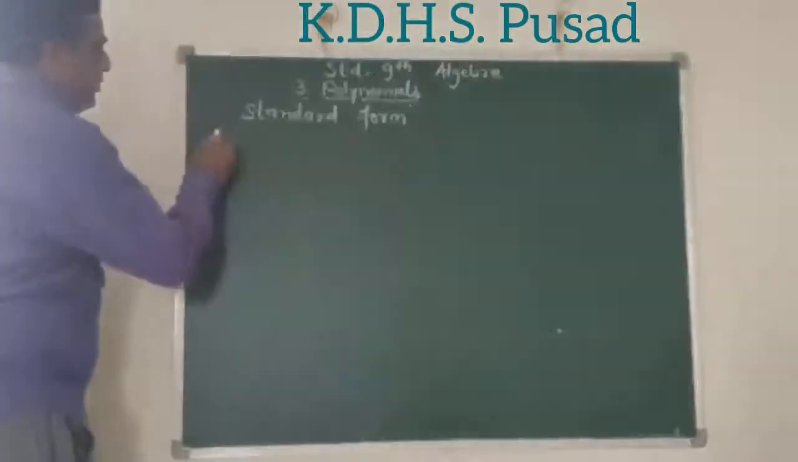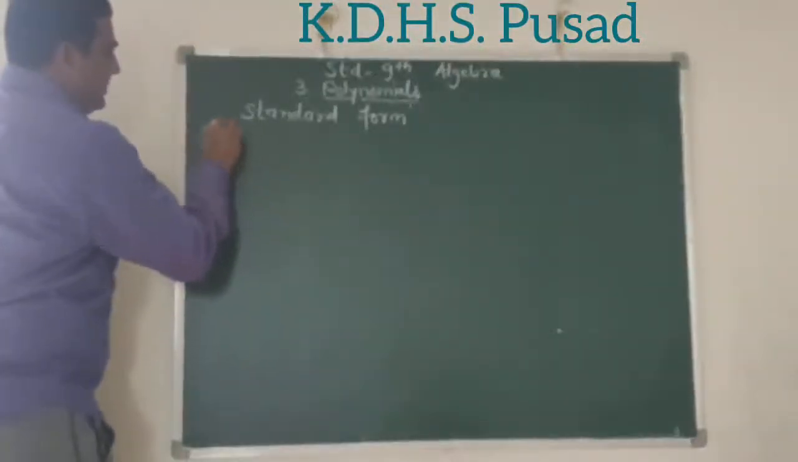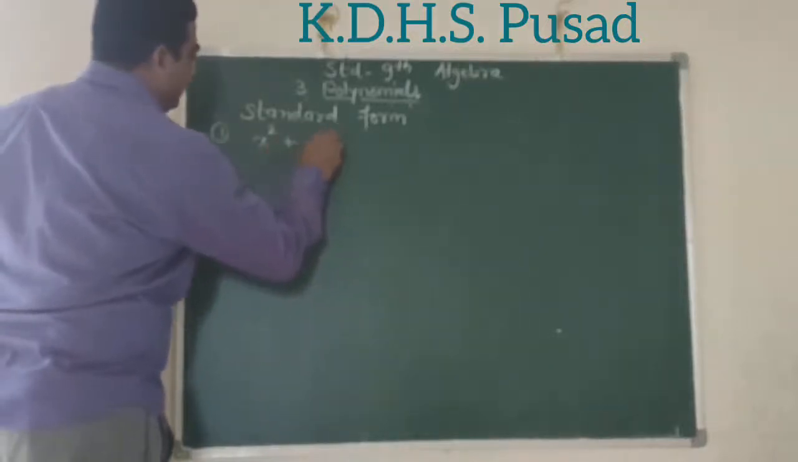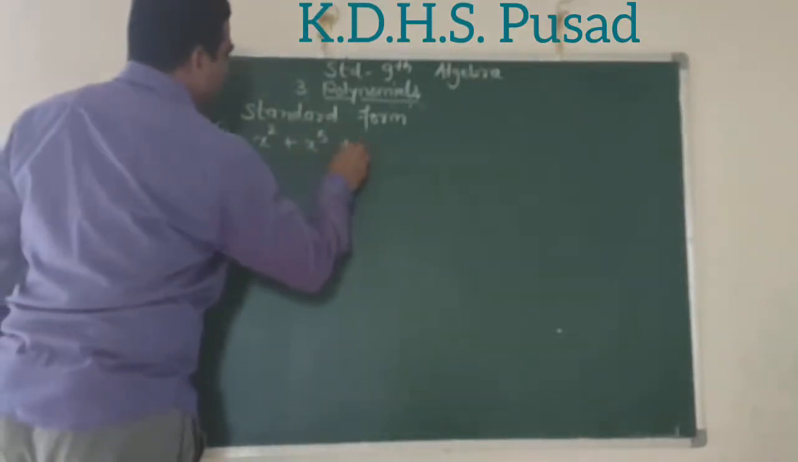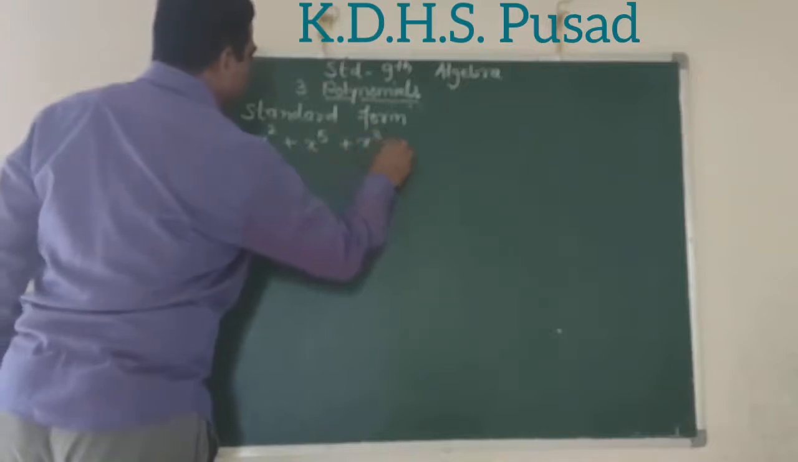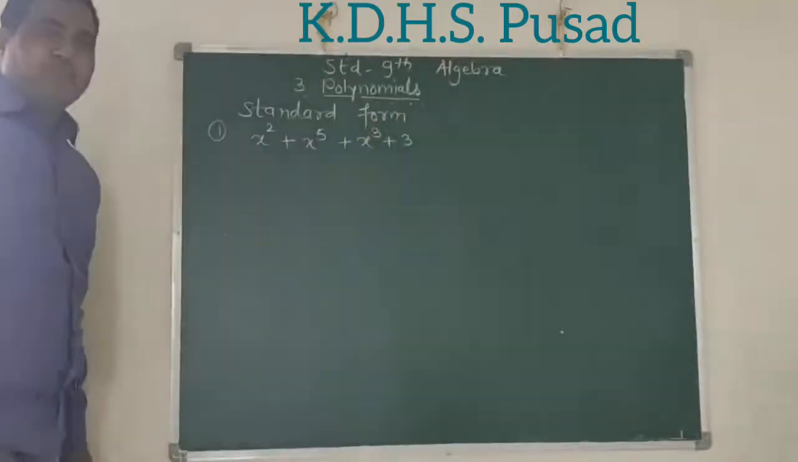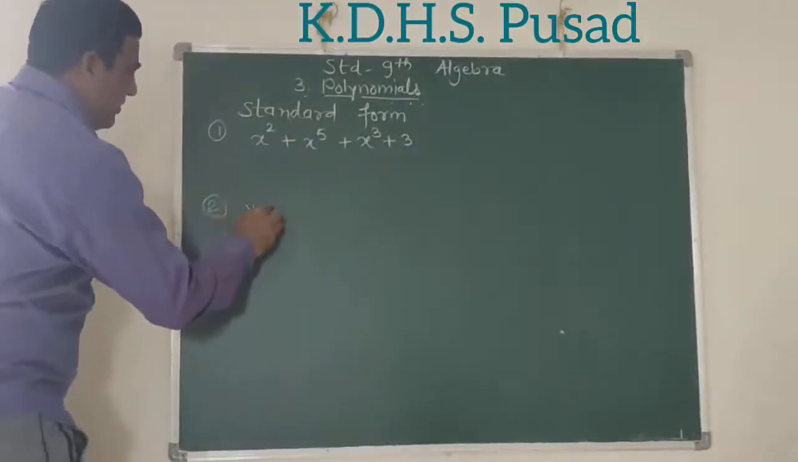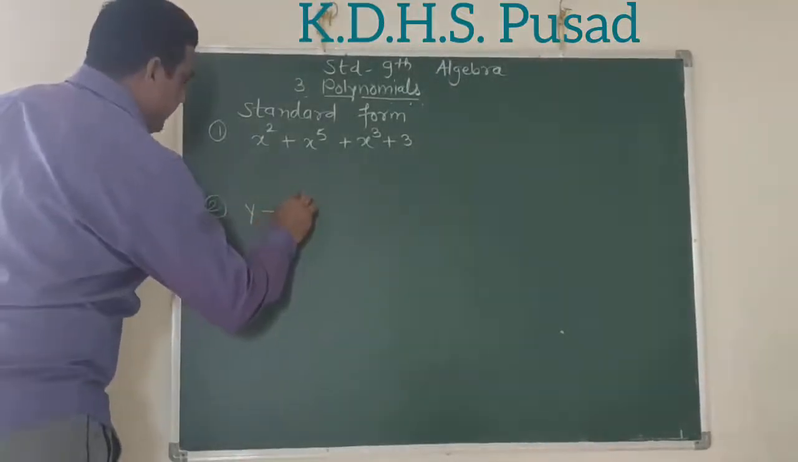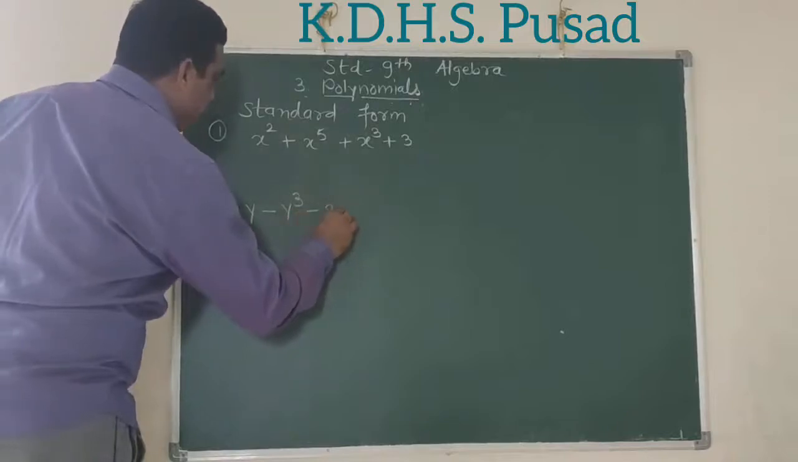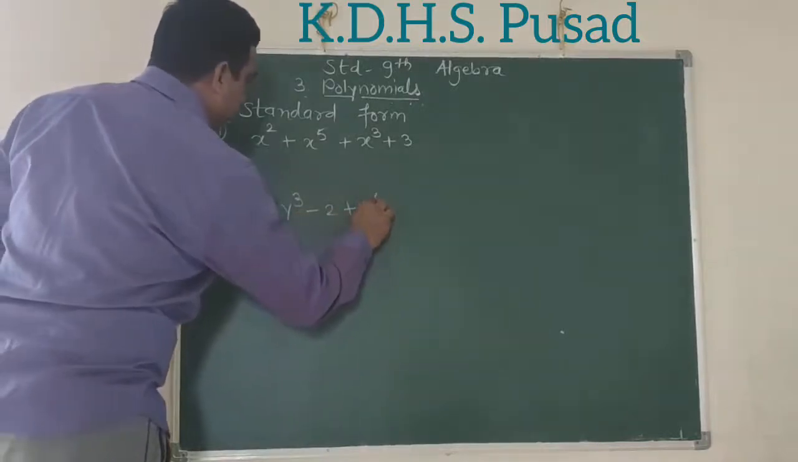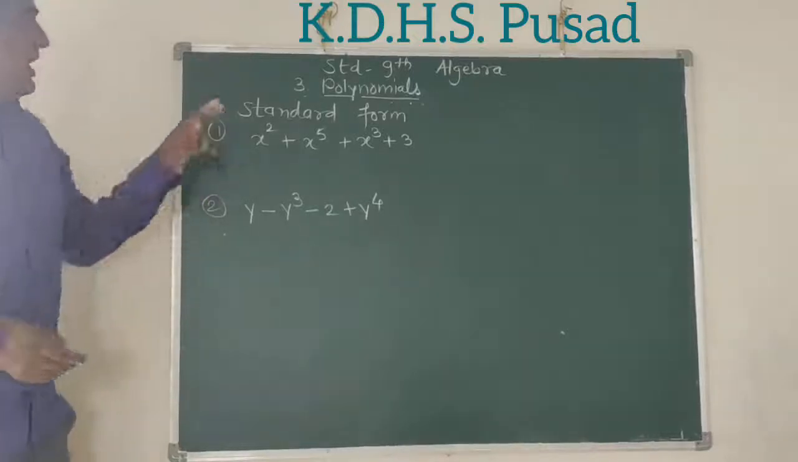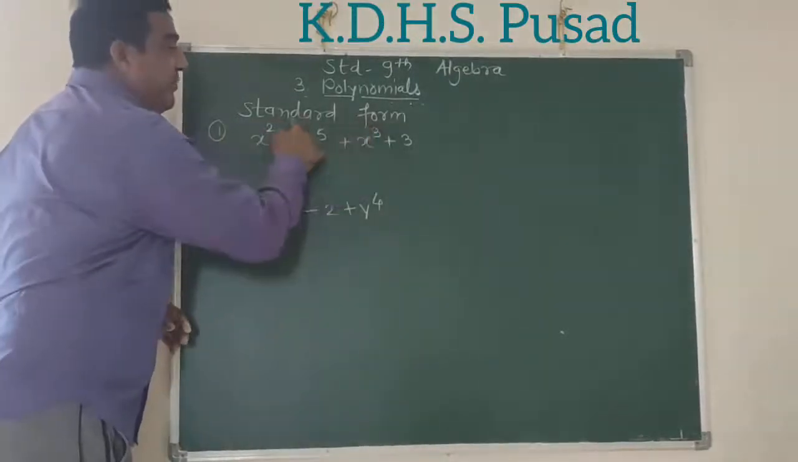Now here I write some polynomials. First example, x square plus x to the power 5 plus x cube plus 3. Second example, y minus y cube minus 2 plus y to the power 4. Here I have written two examples. Now we want to study standard form.